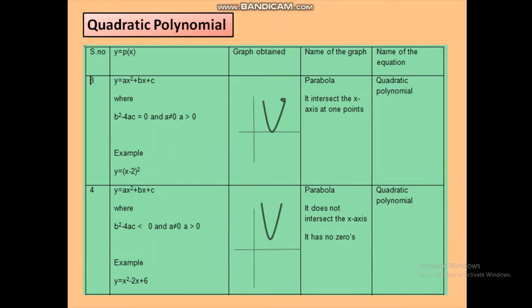Case 3, for any quadratic polynomial, y is equal to ax square plus bx plus c, where b square minus 4ac is equal to 0. Here discriminant is 0, a is not equal to 0 and a should be greater than 0. The graph line is again a parabola but intersects the x-axis at one point only. So in this situation, the quadratic polynomial has only one zero.